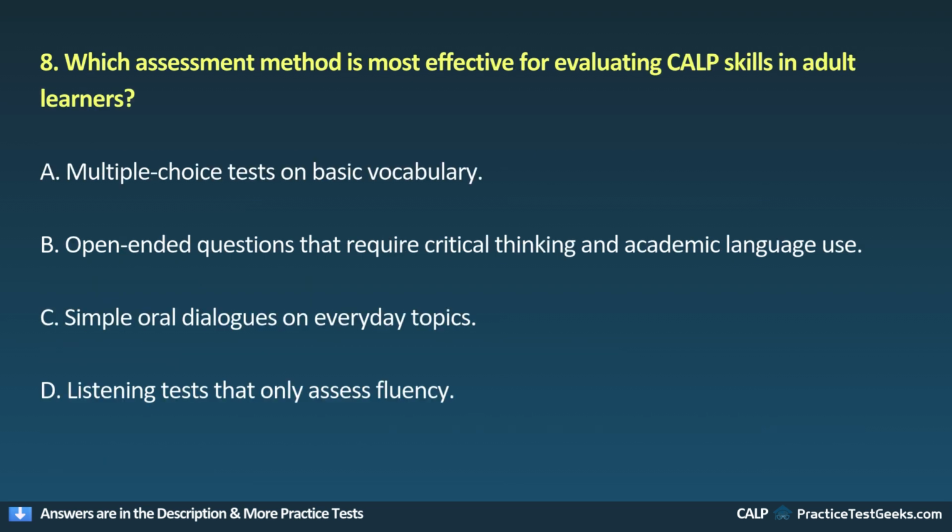8. Which assessment method is most effective for evaluating CALP skills in adult learners? A. Multiple choice tests on basic vocabulary. B. Open-ended questions that require critical thinking and academic language use. C. Simple oral dialogues on everyday topics. D. Listening tests that only assess fluency.